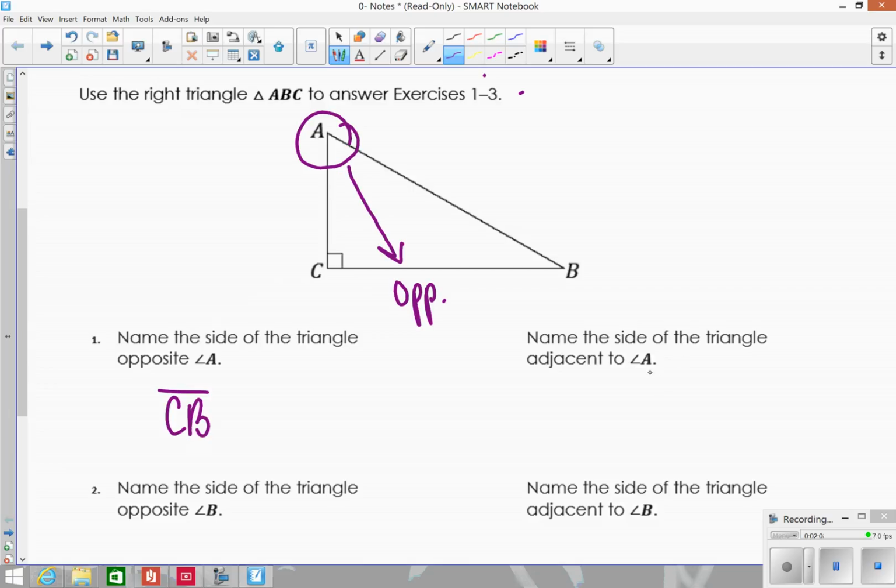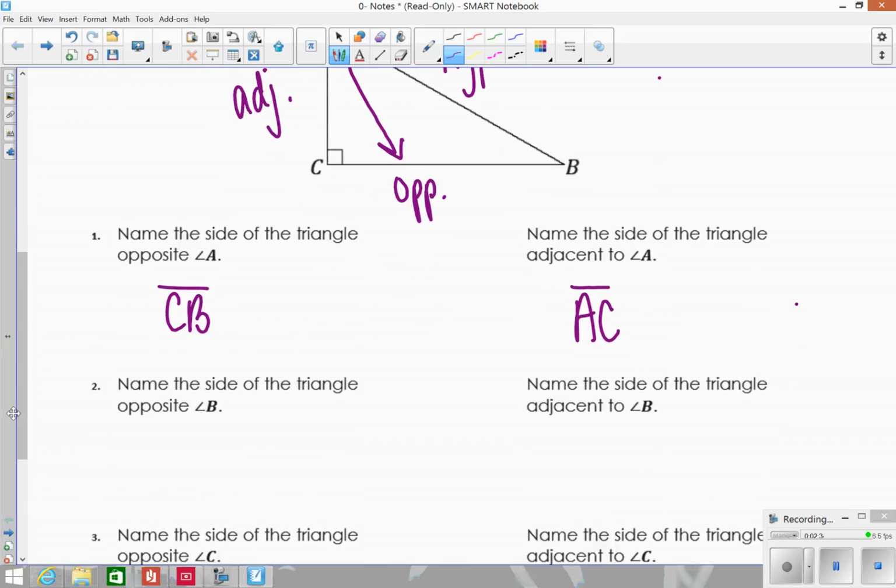And then the adjacent will be the side that's next to the angle, but not the hypotenuse. Remember, the hypotenuse is always the longest side. That'll always be across from the right angle. So the adjacent would be this side right here. That's going to be AC. When you're labeling the sides, it's always going to be with respect to the acute angles. You'll never use the 90 because the 90 already has the hypotenuse as its opposite side.